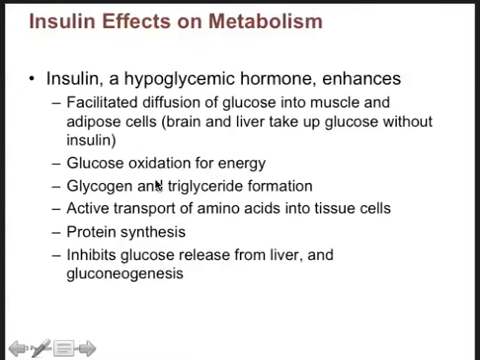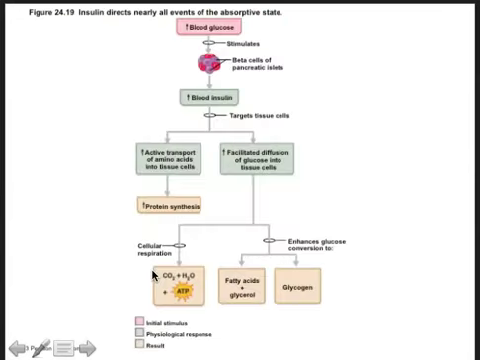So again, insulin helps facilitate a diffusion of glucose into muscle and fat. This opens the doorway to use it for energy. It also promotes glycogen and triglyceride formation so that we store it as a temporary fuel in our body's pantry. Promotes active transport of amino acids into tissues. Promotes protein synthesis, so it has an anabolic effect. And it inhibits anything that's going to try and elevate blood glucose levels because they're already elevated. And this is just a peek at how it is that insulin directs nearly all the events of the absorptive state.